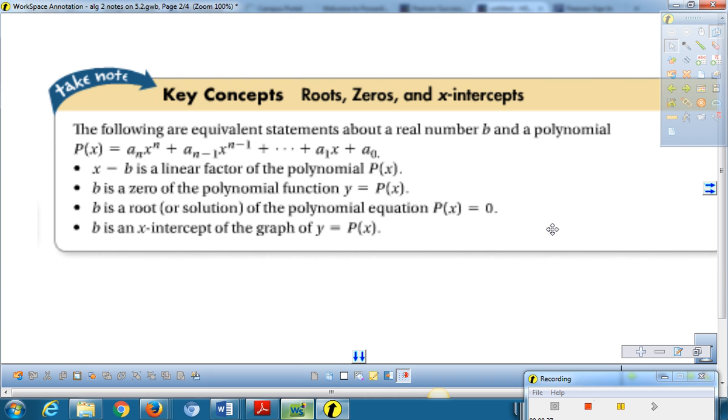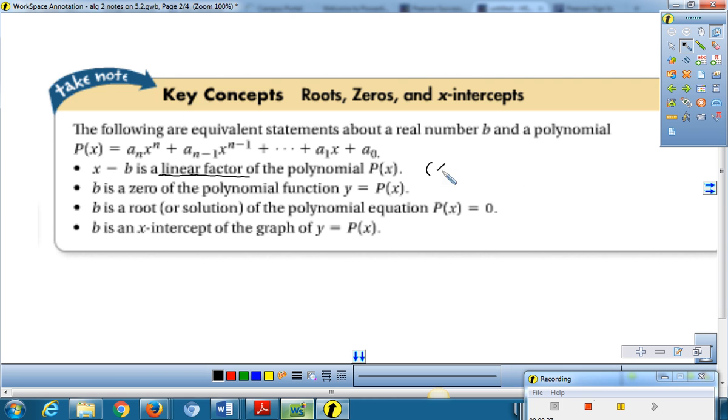Let's read through this. The following are equivalent statements about a real number b and a polynomial. We have some polynomial p of x that could be 3x to the 5th plus 4x cubed and so on down to some constant. These are just terms that you need to be familiar with. x minus b is called a linear factor of the polynomial p of x. Why is it a linear factor? Because it's x minus b to the first, which makes it linear.